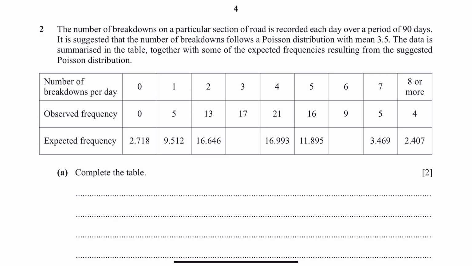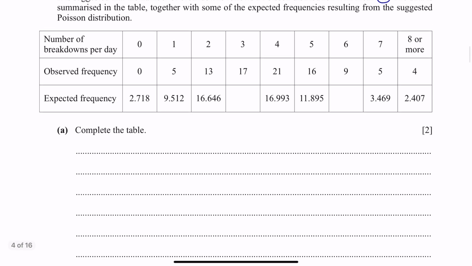Question 2. The number of breakdowns on a particular section of road is recorded each day over a period of 90 days. So 90 would be the number of days. It's suggested that the number of breakdowns follows a Poisson distribution with mean 3.5. So 3.5 is our mean value. We call it lambda. The data is summarized in the table together with some of the expected frequencies resulting from the suggested Poisson distribution. So for part A, we need to complete the table.